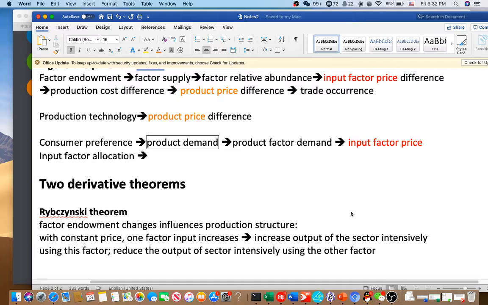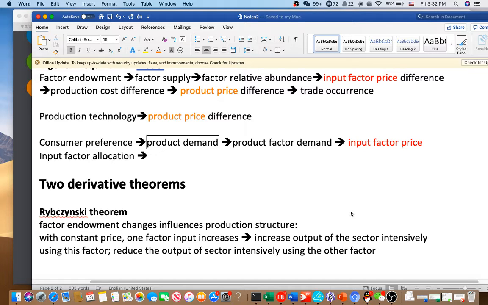As a consequence, if the labor productivity is the same, the different factor stock ratio or capital to labor ratio will bring first the difference in factor price, production cost, product price, and eventually the trade will happen. In this way, we can see the Heckscher-Ohlin is a general equilibrium model.